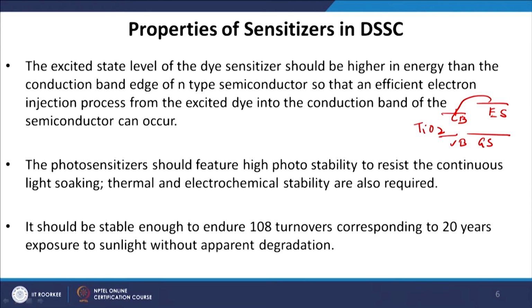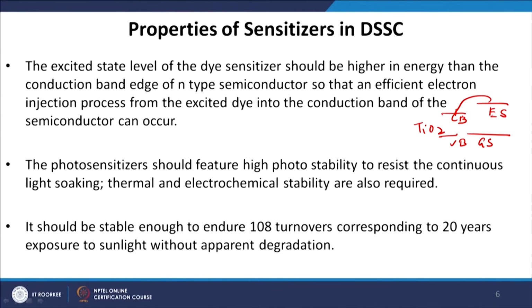Well, what is the job of the photosensitizer? To absorb the sunlight, and to do this job well, it has to absorb light for quite a long amount of time. So, we have to make sure that the material does not degrade or change its structural and optical properties upon exposure to light for a long time. That is why photostability, as well as thermal and electrochemical stability, is very important while choosing the sensitizer molecule. Next, it should be stable enough to endure 10^8 turnovers, corresponding to 20 years of exposure to sunlight without apparent degradation.